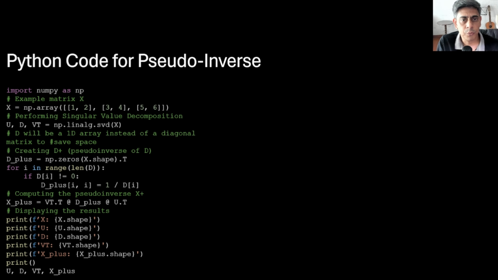Let me show you the code here. You can see how easy it is to calculate the singular value decomposition. From there, you just do the reciprocal, 1 by di, to get the X plus, right? This is the pseudo inverse of X, and then finally, using this X plus, you will be able to perform the other operations.